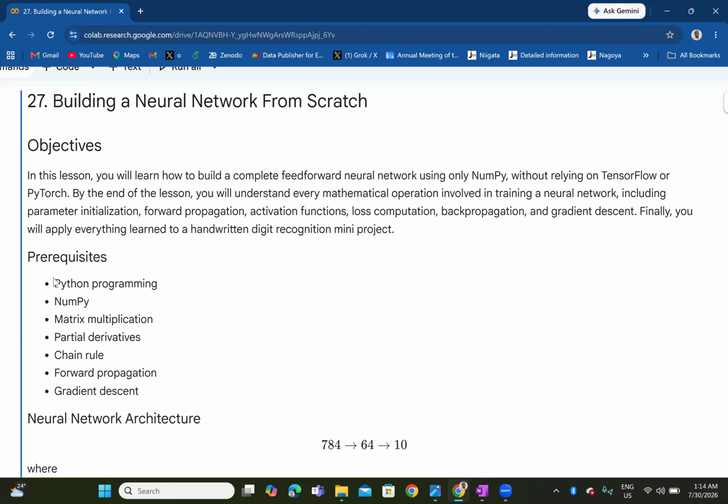And of course, the prerequisites will be Python programming. If you don't already do Python programming, this may not be so easy. Then NumPy, a special library in Python for numerical computations. Then you need to understand the mathematics of matrix multiplication, partial derivatives, chain rule, forward propagation, and gradient descent, which is optimization.